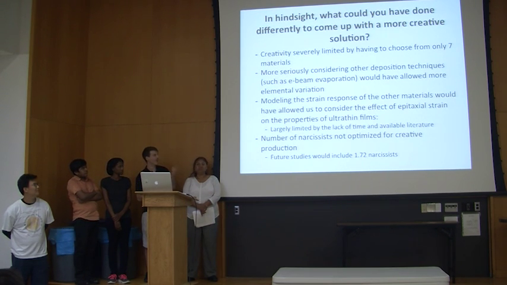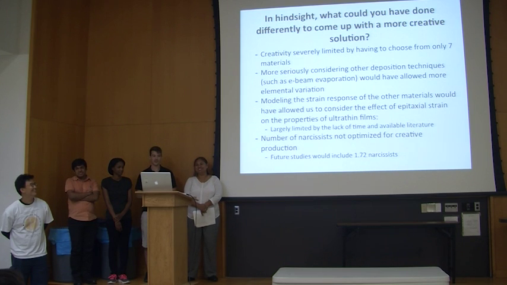And also, the number of narcissists in our group, unfortunately, we had that lecture a little bit too late. So if we were going to reform the group, we probably would have included the optimum number of 1.72 narcissists.